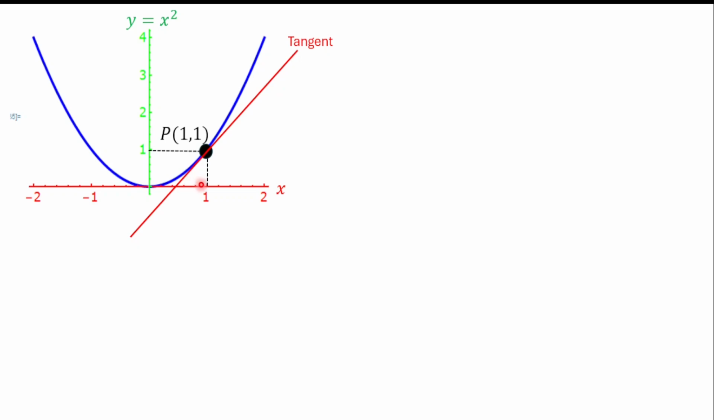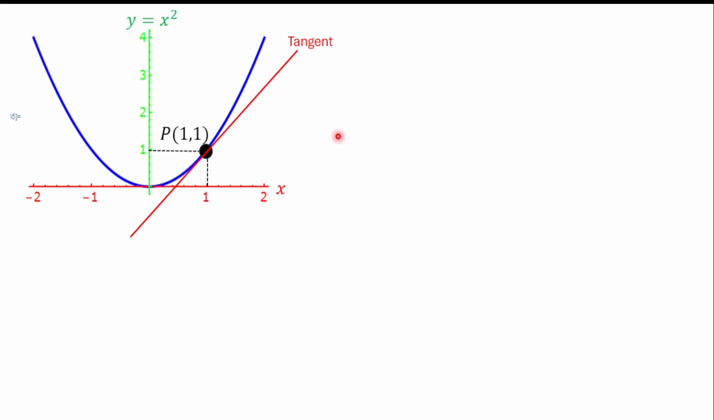But there is a problem. In order to find the equation of a line, we need to find the slope. And in order to find the slope of a line, we need the numerical values of 2 points. So now, what strategy can we follow to find the slope of this tangent line?